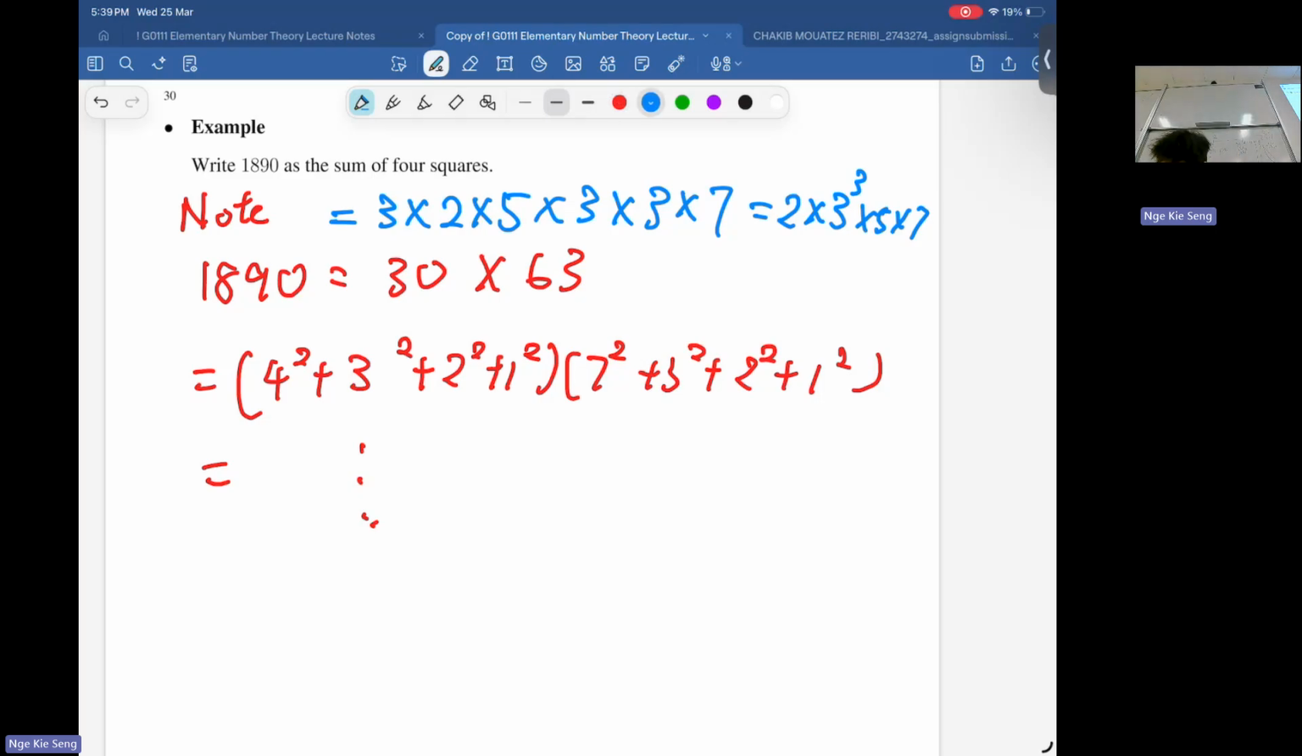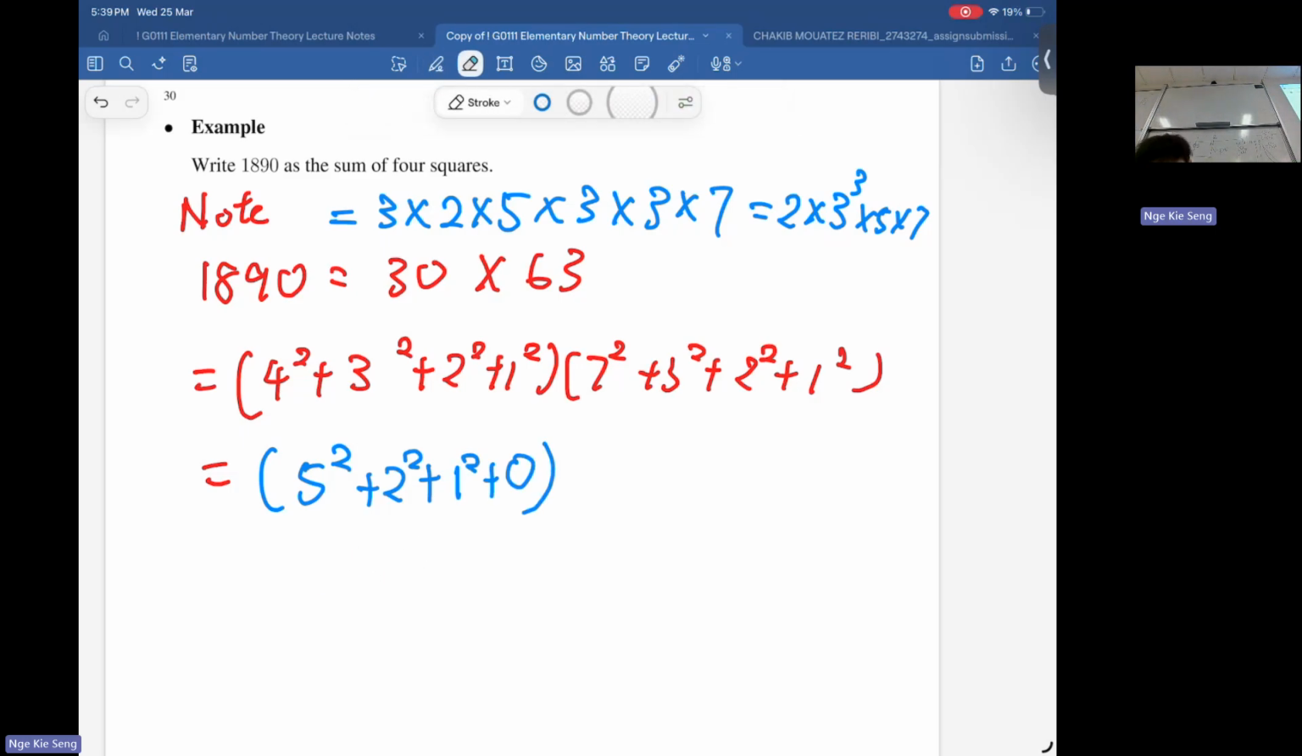What do you mean? So you want to write your 30 as what? 5 squared, 25. Oh, okay, yeah, sure. I think you could. You could, right? Then you use the formula to combine them.